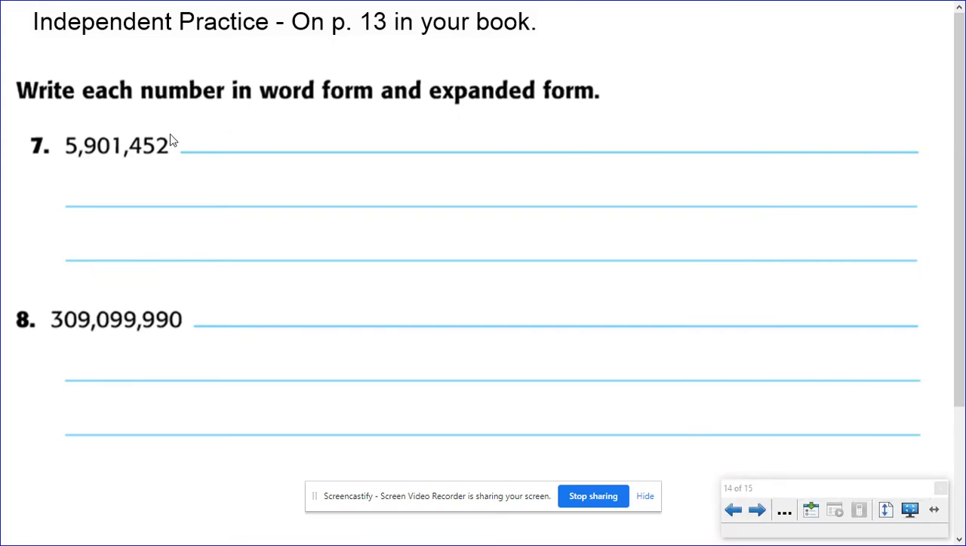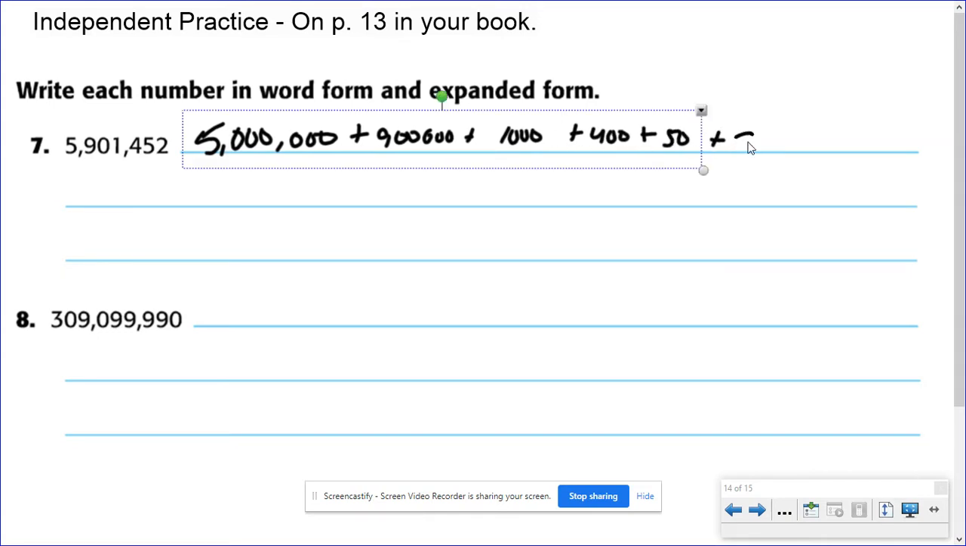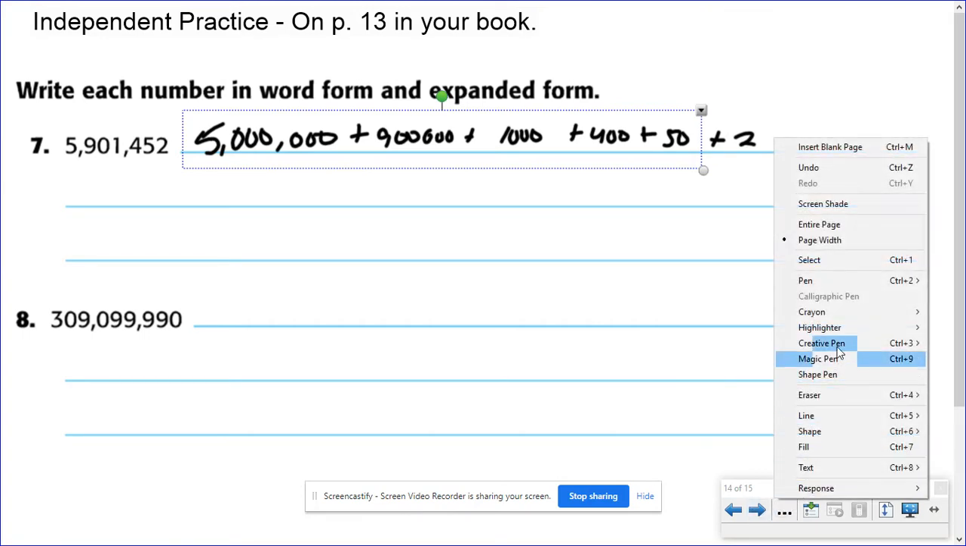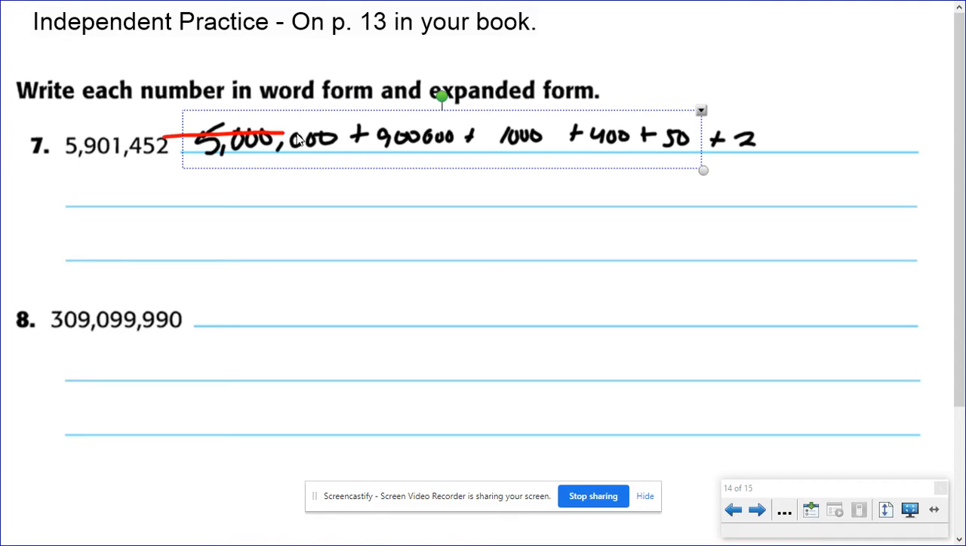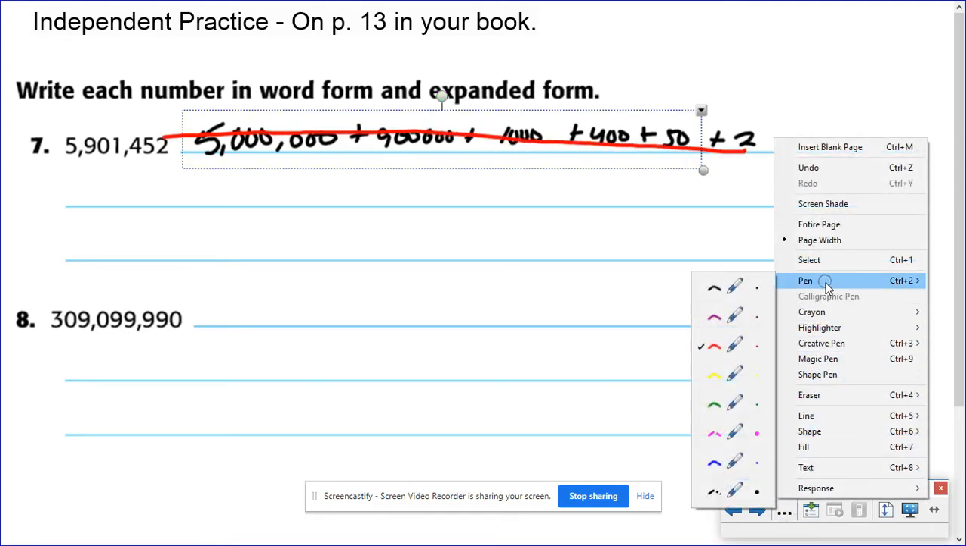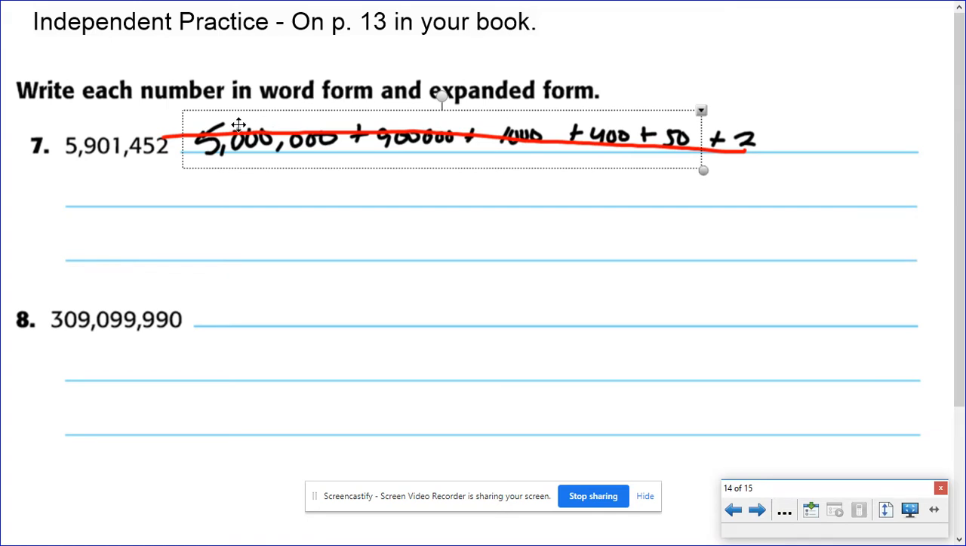So if I have this number here in fourth grade expanded form, I might have started by writing 5 million plus 900,000 plus 1,000 plus 400 plus 50 plus 2. This might be fourth grade expanded form. However, we're in fifth grade now, so we need to take this answer of expanded form and expand it even more to show place value.